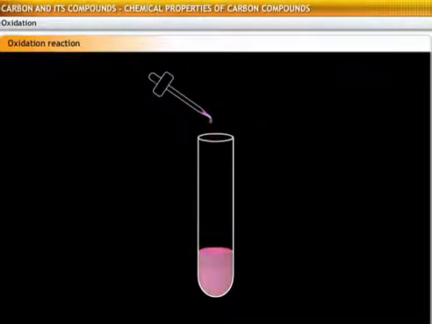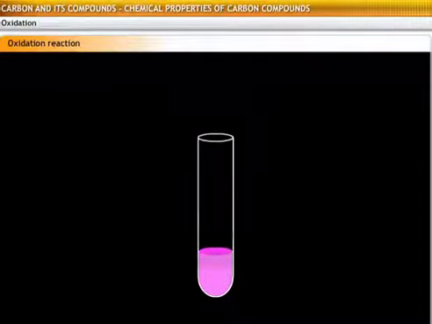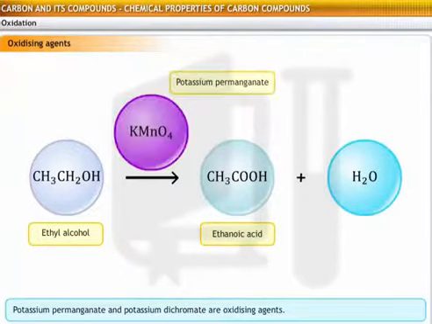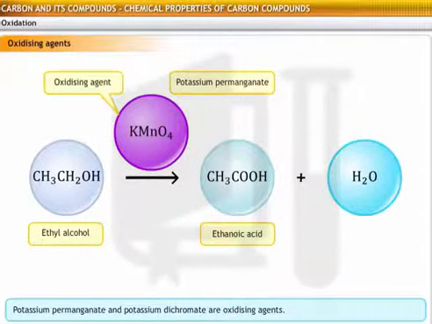Continue adding potassium permanganate till the purple color of potassium permanganate no longer disappears. This shows that the oxidation of alcohol to acid is complete. Ethyl alcohol is oxidized to ethanoic acid in the presence of alkaline potassium permanganate solution. Since potassium permanganate provides the oxygen in the reaction, it is an oxidizing agent. Another example of an oxidizing agent is potassium dichromate.